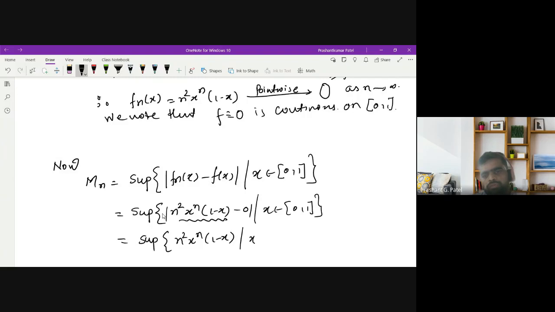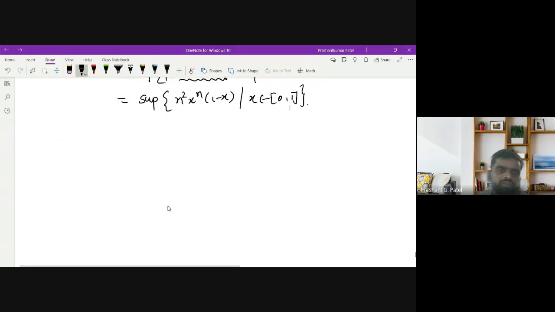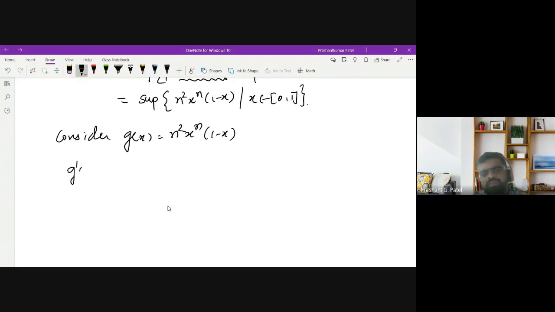X belongs to closed interval [0, 1]. So let us consider, to find out the supremum of this, let us consider g of x is equal to n square x power n into (1 minus x). And we know that to calculate the supremum, we have to find out the stationary points. Stationary points means where g dash of x is 0.